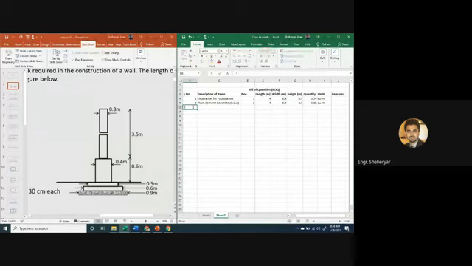If anyone has any problem with how I am calculating this in Excel, you can ask. Otherwise, I am assuming that you know how to use Excel.